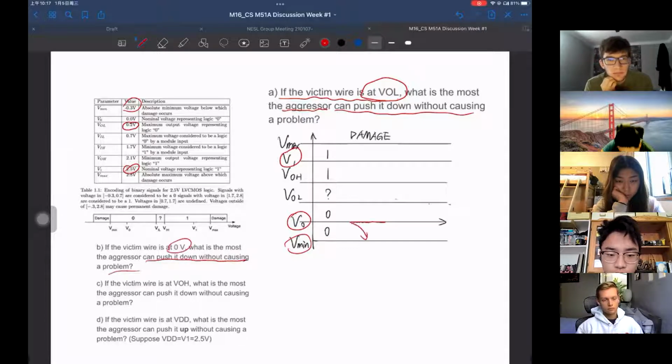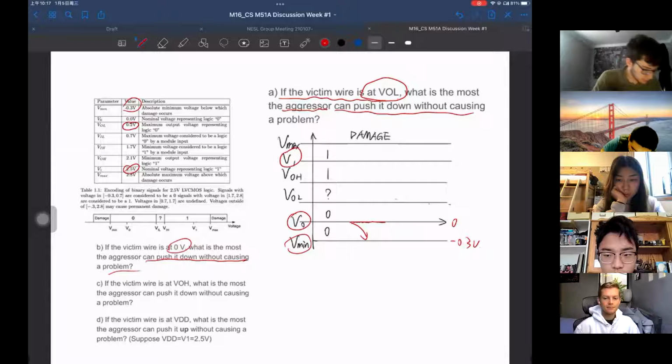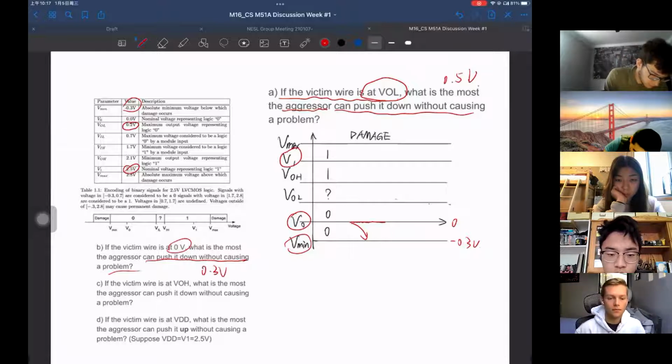So how much can we go this time? This is 0, this is 0.3. Any volunteers? 0.3. Thank you, Jake. Yes, 0.3. So again, this is 0.5. This is 0.3. Okay, the third one.